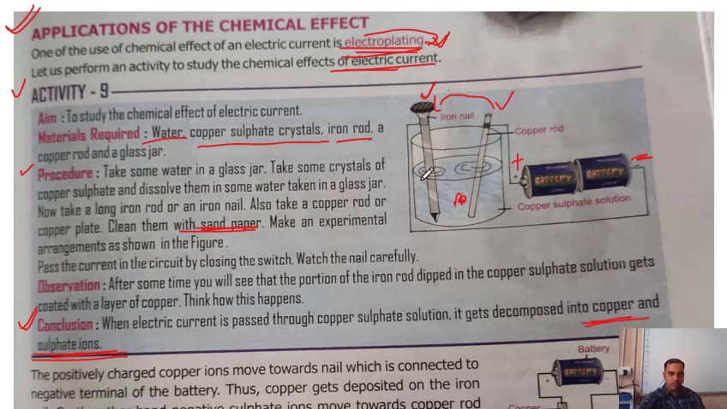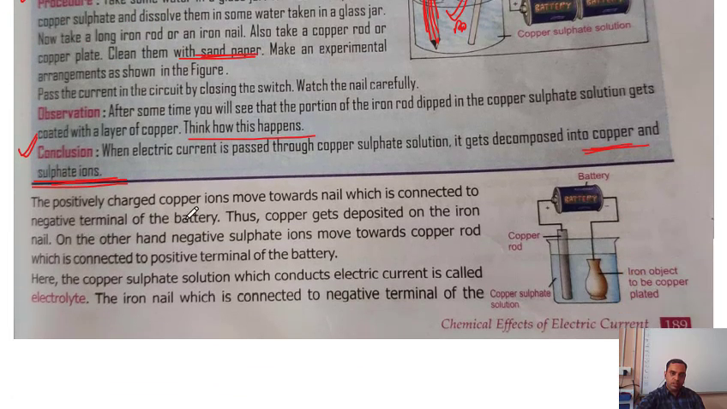Okay. So think how this happens. When electric current passes through the copper sulfate solution, it gets decomposed. This is a copper sulfate solution. When the electric current passes through it, it gets decomposed, and copper sulfate becomes copper and sulfate. This copper will be attracted to the iron nail and it makes a layer on it. The positively charged copper ion moves towards the nail, which is connected to the negative terminal of the battery.